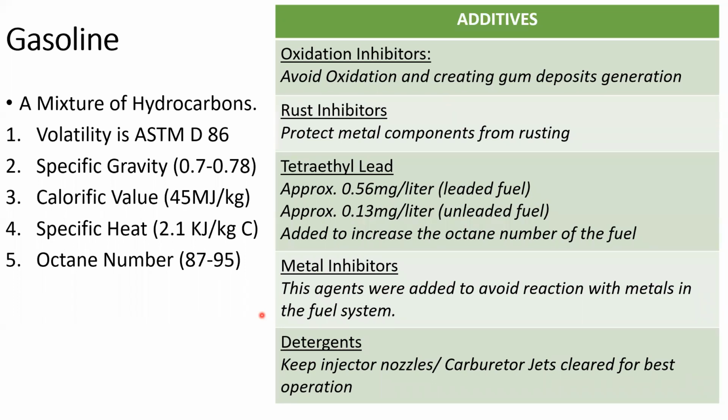In addition, detergent has to be added in order to keep the components clean. All of these are chemical compounds, just a very small amount added into the fuel to make the treated fuel. We add these to keep components like injector nozzles and the carburetor clean for the best operation.